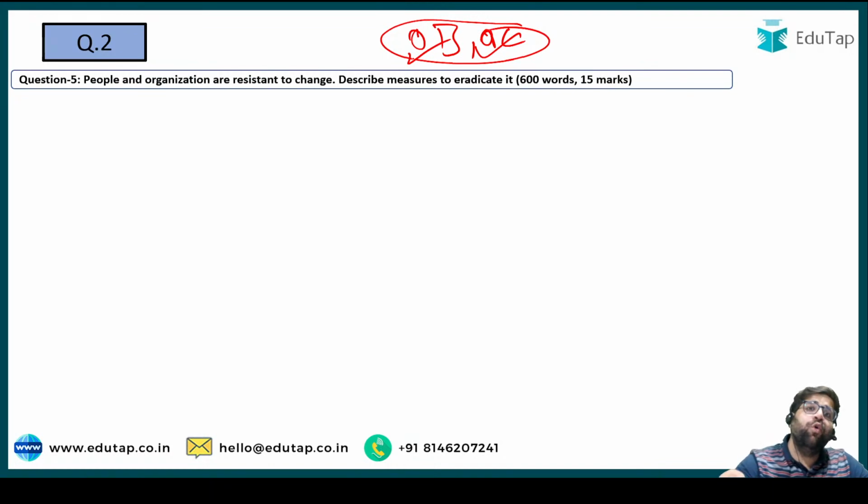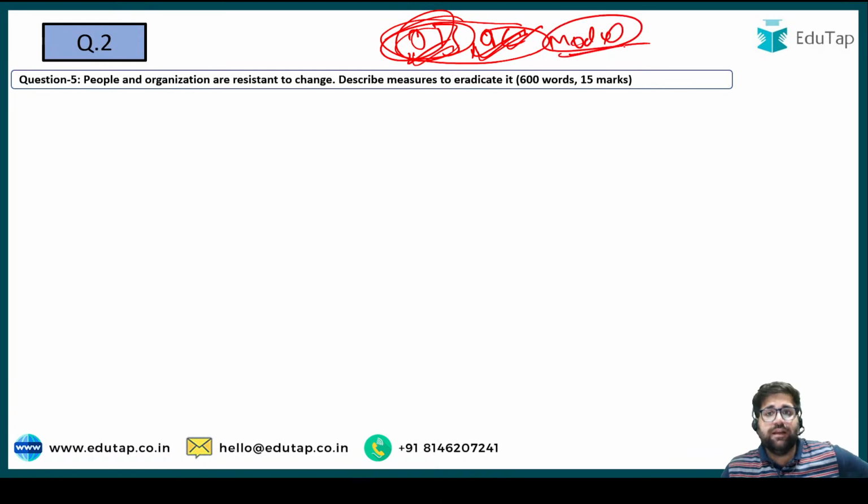But again, OB and OC, I have just told you how different questions were there under OB, how RBI has asked you different levels of OB, what the individual levels are, and what workplace diversity is. Under organizational change, all the models, for example the Lewin's change model, are also very important. So different models have been discussed. Right now, RBI is going on this particular question, which has been clearly taken from your organizational change. People and organizations are resistant to change. Describe measures to eradicate it.